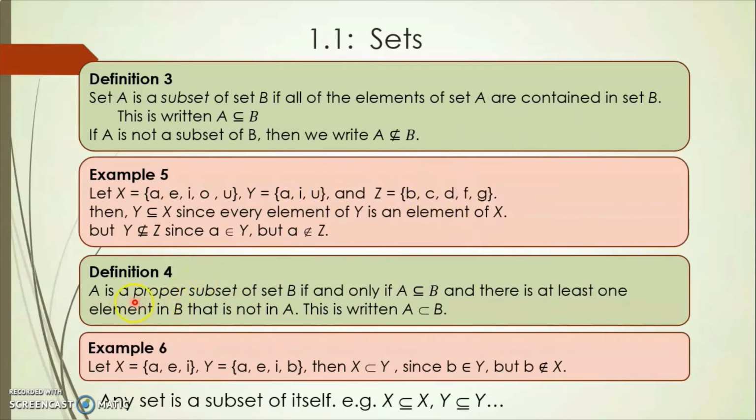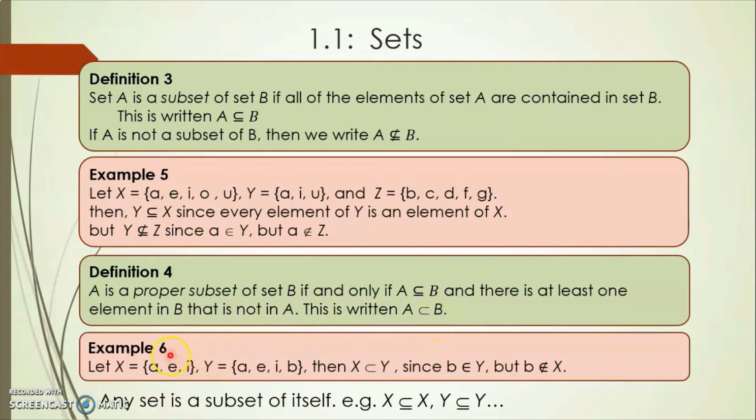The next one is a proper subset. By definition 4, A is a proper subset of set B if and only if A is a subset of B and there is at least one element in B that is not in A. So this is the symbol for proper subset. A proper subset of B.